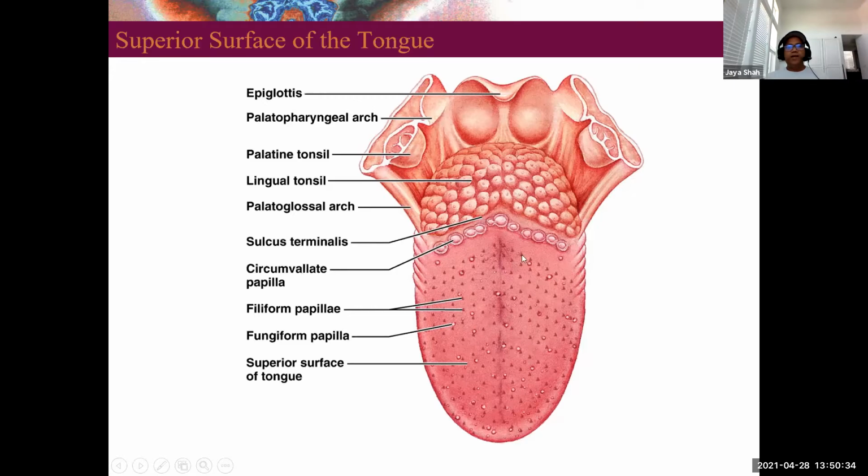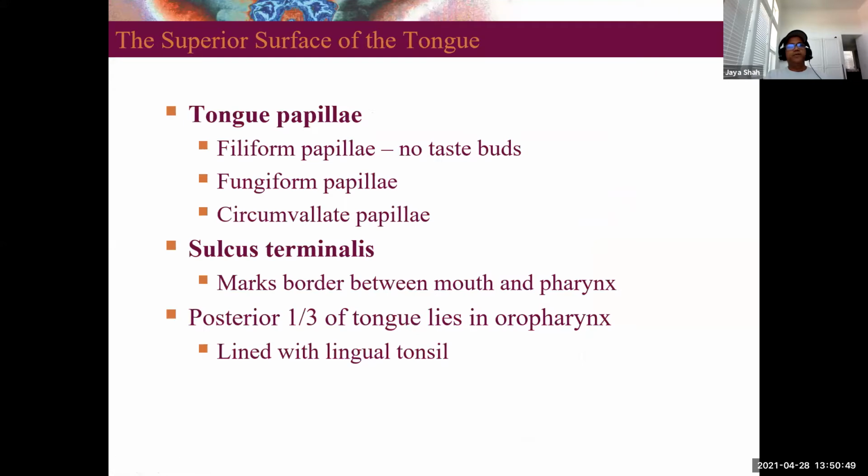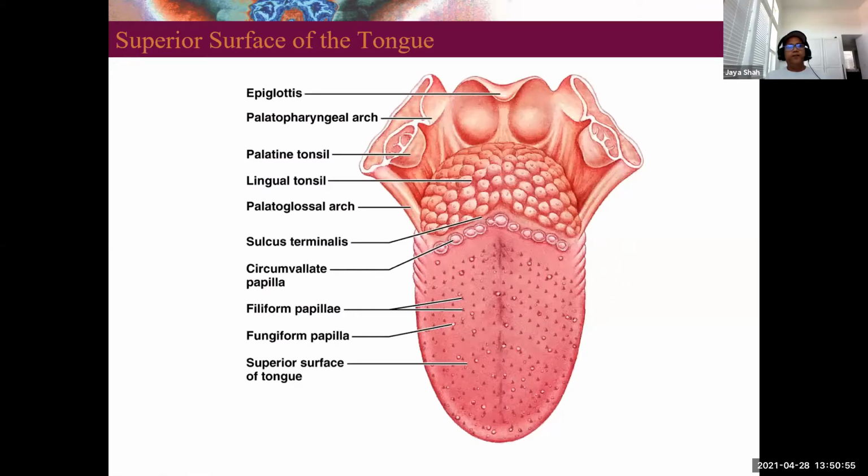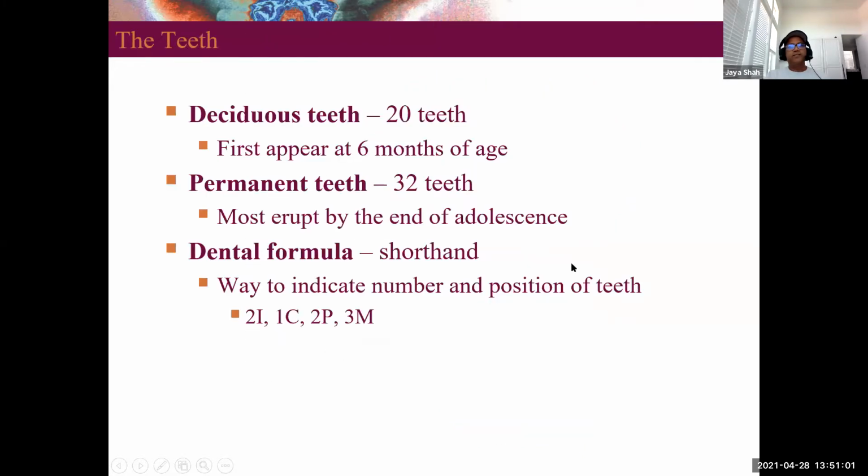So this is the circumvallate papilla, filiform papilla, and fungiform papilla on the superior surface of the tongue. These papillae have the taste buds. You see here, the filiform papilla has no taste buds, but fungiform and circumvallate do.